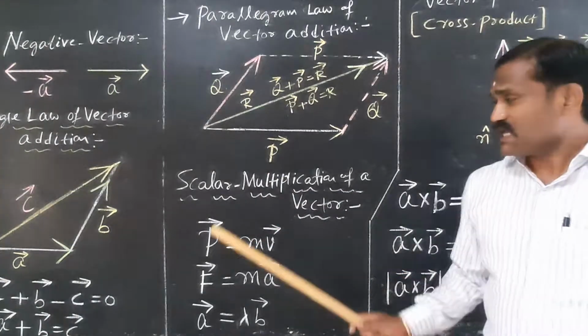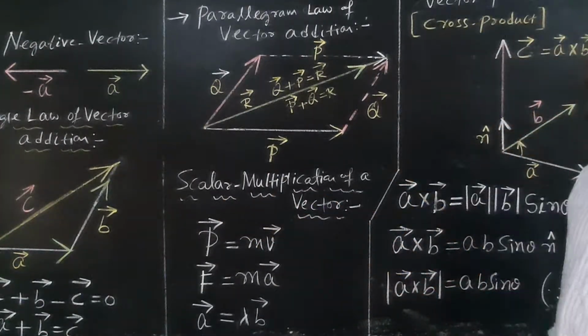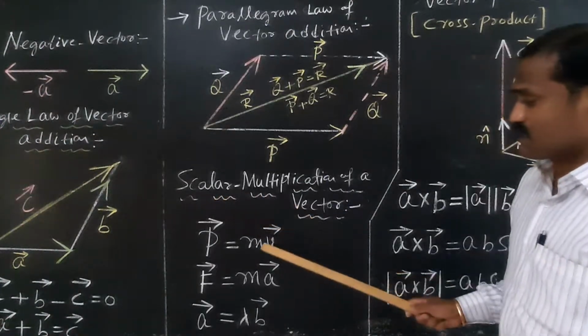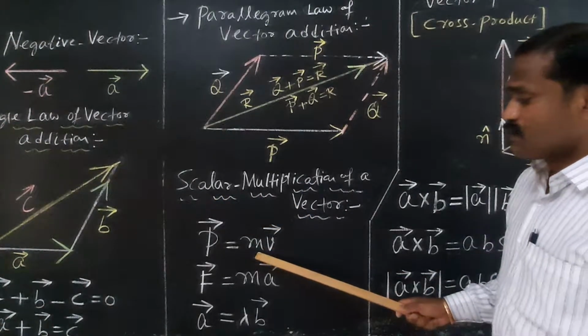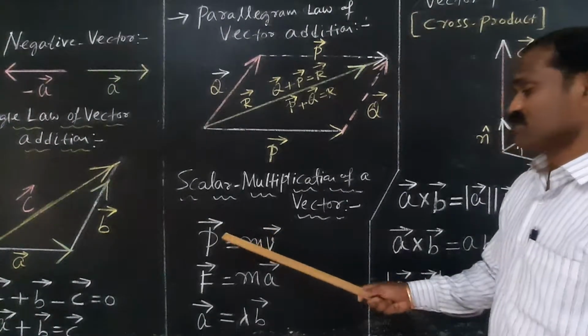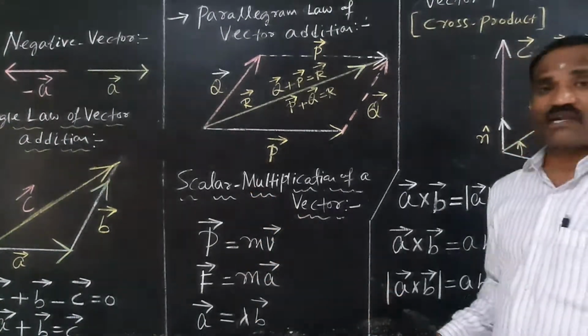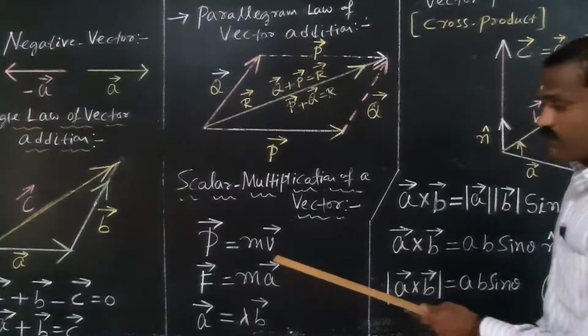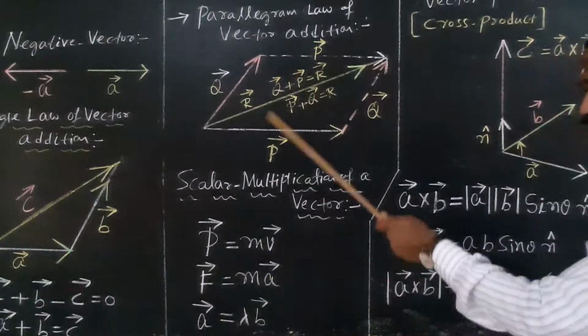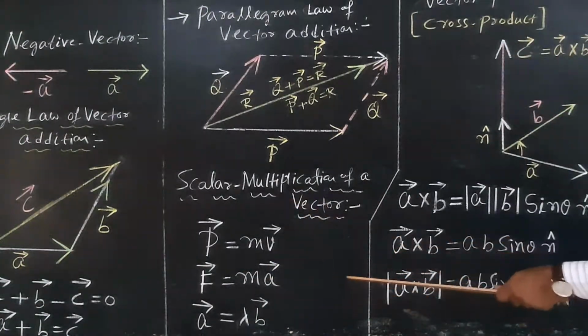Now we'll move on to the scalar multiplication of a vector. What do you mean by scalar multiplication? Mass is a scalar. Multiplied with a vector quantity, the result will be a vector. It is called scalar multiplication of a vector. Whenever a vector is multiplied by a scalar, the result will be a vector. This is called scalar multiplication of a vector.